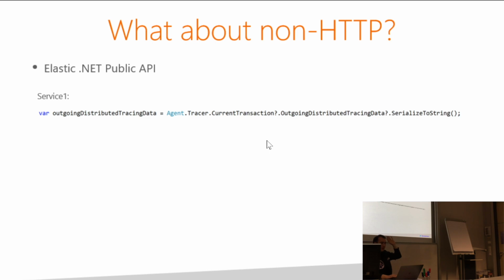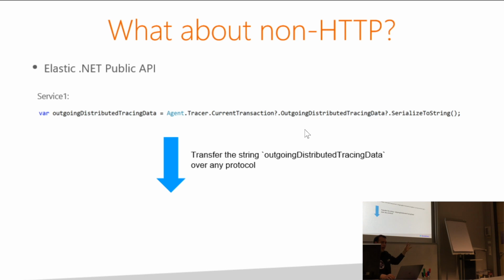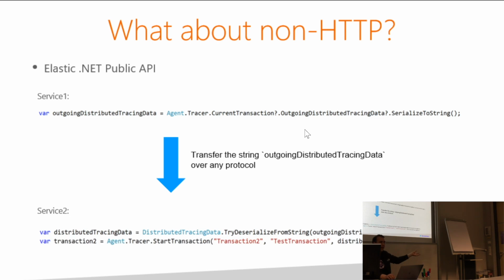So basically there is an API that gives you this trace ID. You can serialize it as a string in one service, and then you can transfer that string to the other service, and there is an API that lets you deserialize it and put that trace ID to the new transaction on the other part.